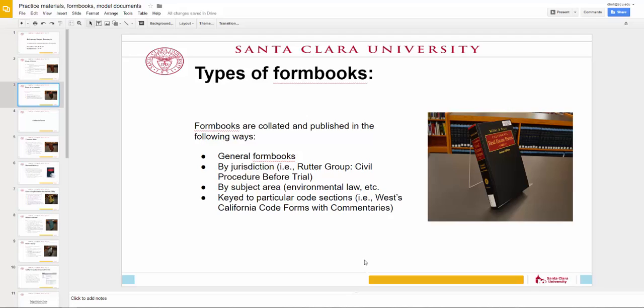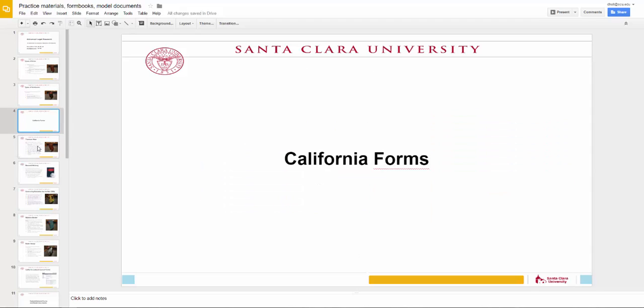West California Code Forms with Commentaries is an excellent example of that. If you hear the phrase code forms, that's what that means. It means that they are form books that are organized and keyed to particular areas of the code. Given that this is largely an area of state law, we're going to take a look at some California forms here.